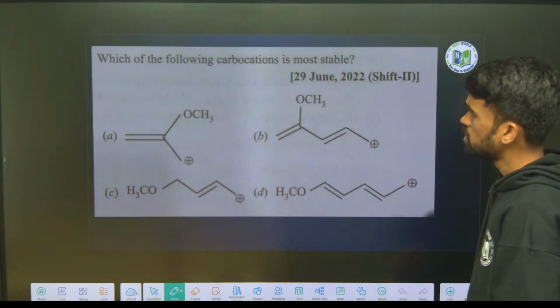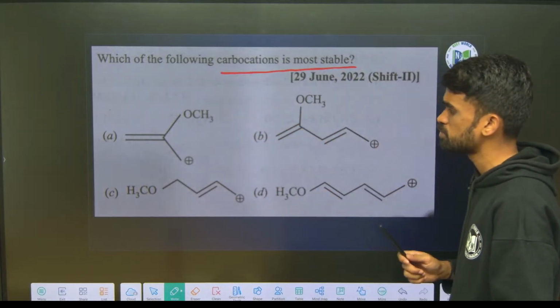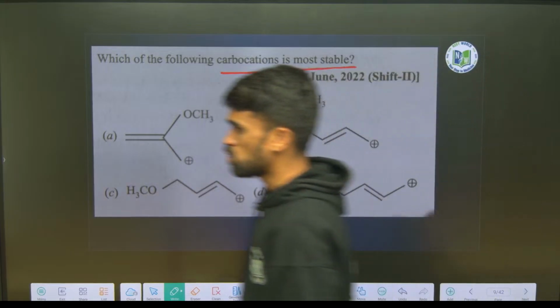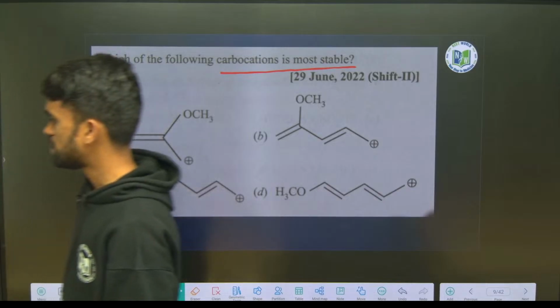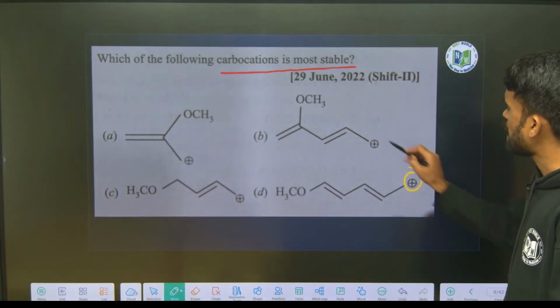Look here. Which of the following carbocations is more stable? Tell me which is more stable out of these 4 options. Again, these are carbocation sites.